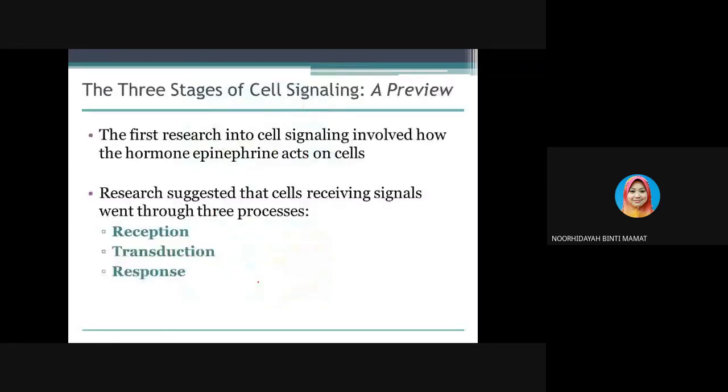So we have the three stages of cell signaling, a preview. The first research into cell signaling involved how the hormone epinephrine acts on cells. The research suggested that cells receiving a signal went through three processes. We already know about this: the first is reception, the second is transduction, where the signal is converted into a response, and the third is the response, the outcome.